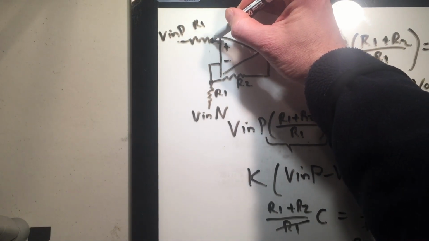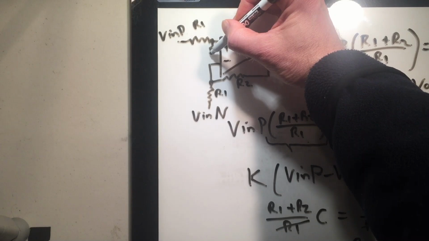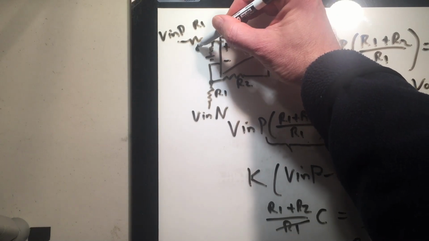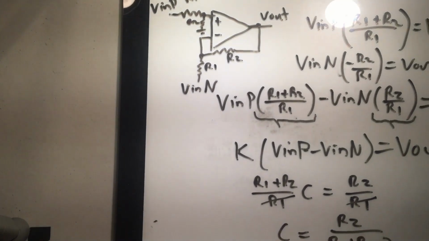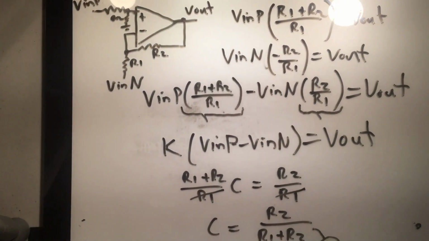That's R1. Don't have a lot of room right there. And that's R2 connected to ground. And now we have a differential amplifier. So now we could clean up the math a little bit right here.